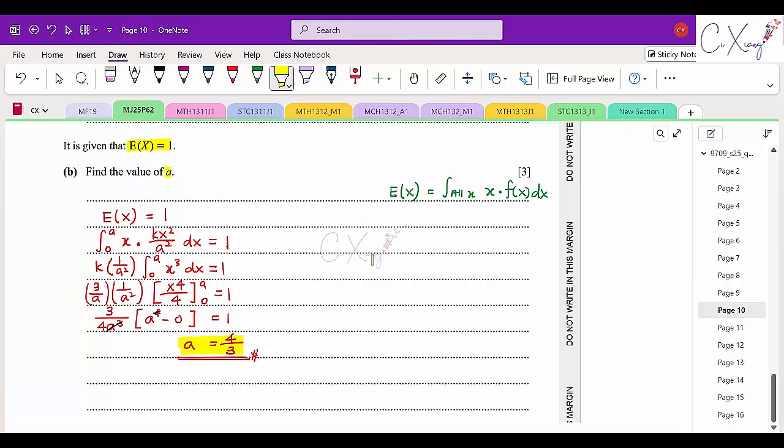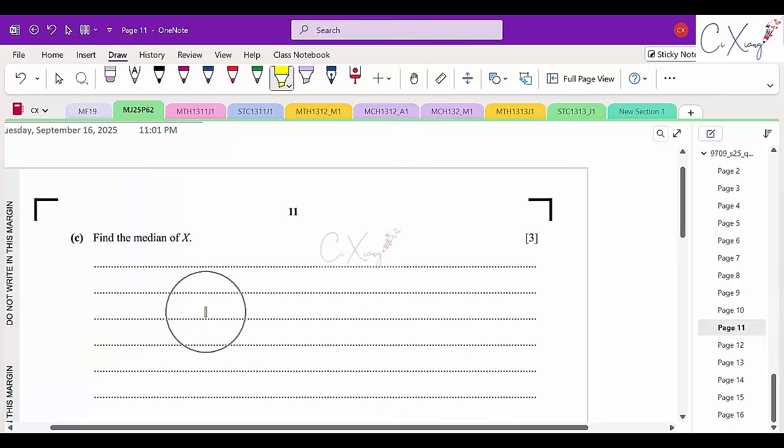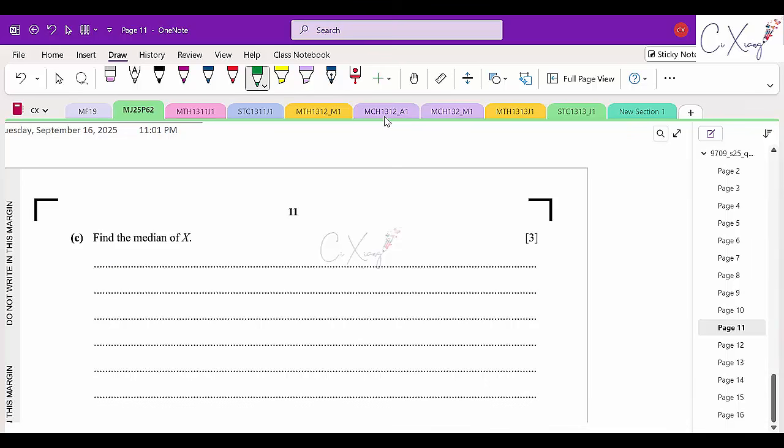Okay, then let's continue further. Let's have a look at part C. For part C, they want us to find the median of x. To find the median, you should know that when we integrate from 0 until the median, the m here I put as the median, I assume that the m here is the median.